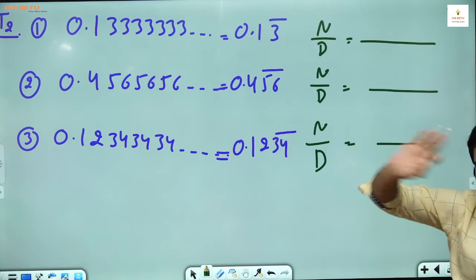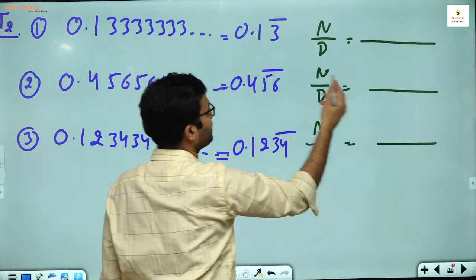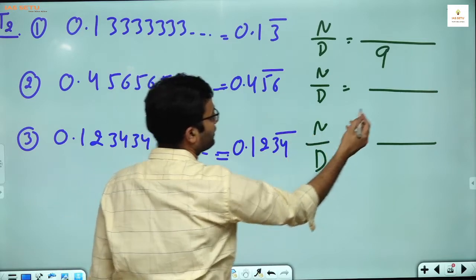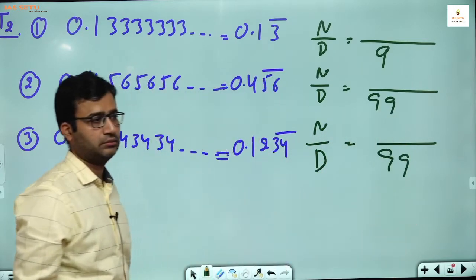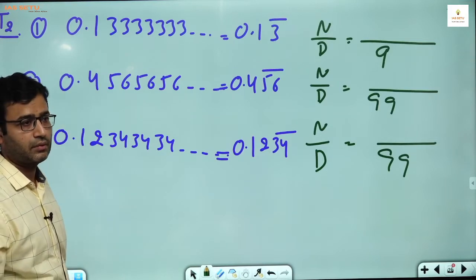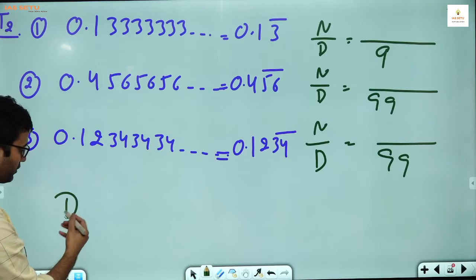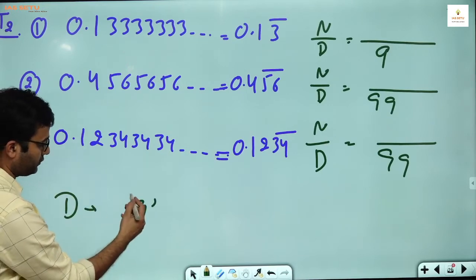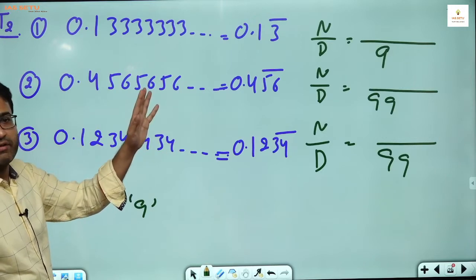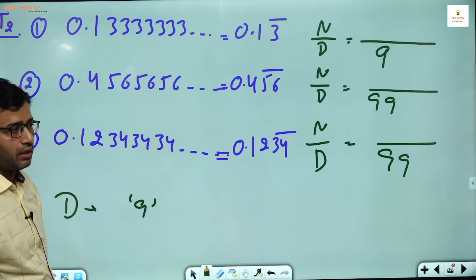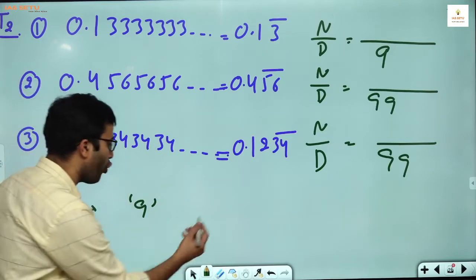Denominator rule number 1 is the same. As many 9, as many digits under the bar. So there is one digit, 1 nine. Here we have two digits, double 9. Here we have two digits, double 9. I write here denominator 9. Same rule: as many digits under the bar, we have as many 9. Denominator, we have two things, 9 and one is 0.